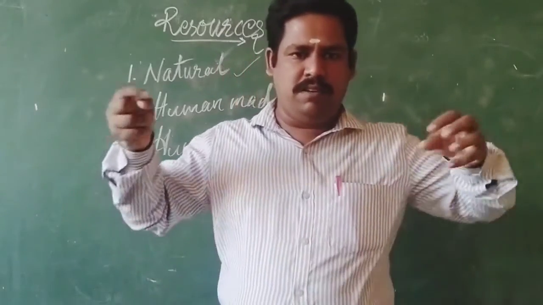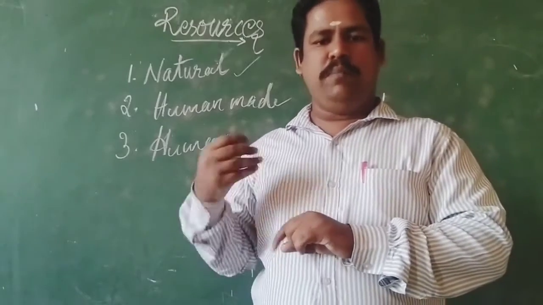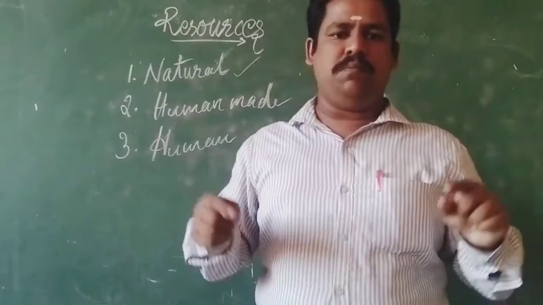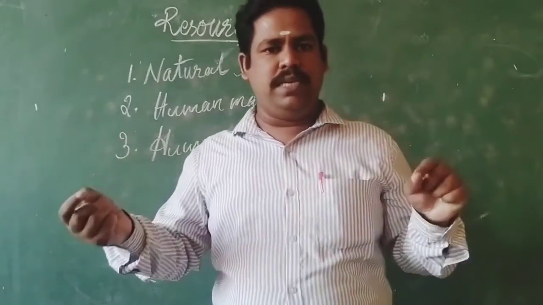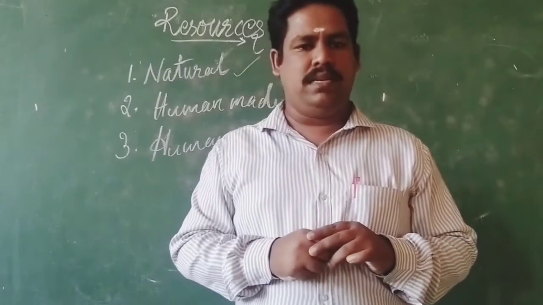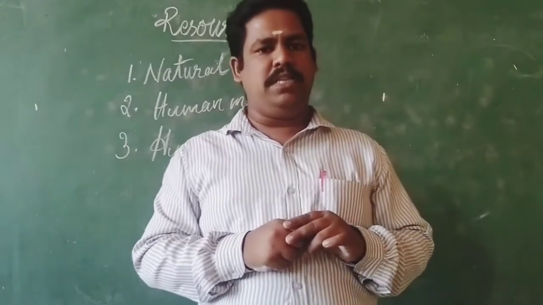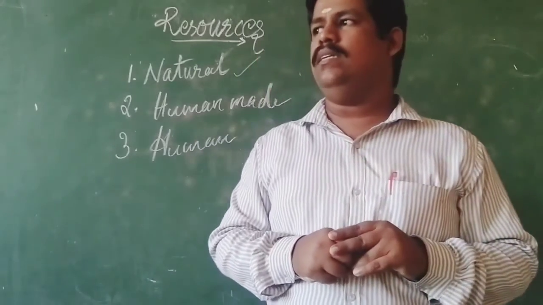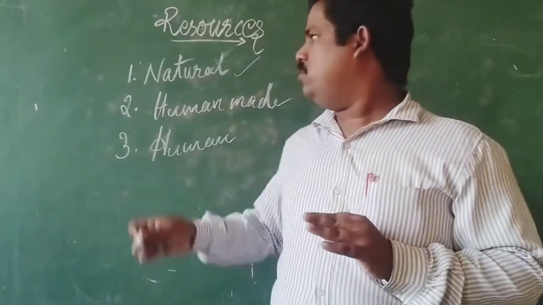If we have done a lot of modification and we change it into another form, then we have to call it human-made resources. So natural resources means resources which are obtained directly from nature and we use without much modification. I'll repeat it. The resources which are obtained from nature and we use without much modification, such type of resources are known as natural resources.